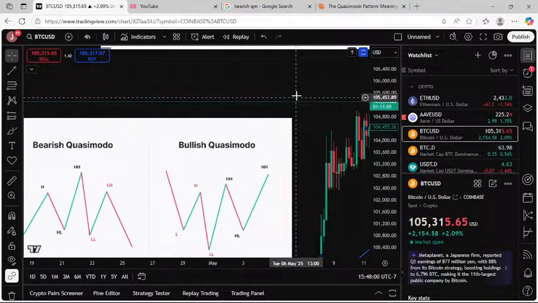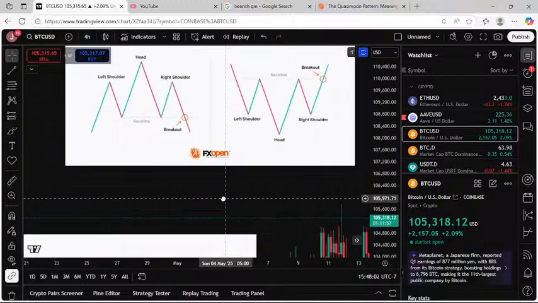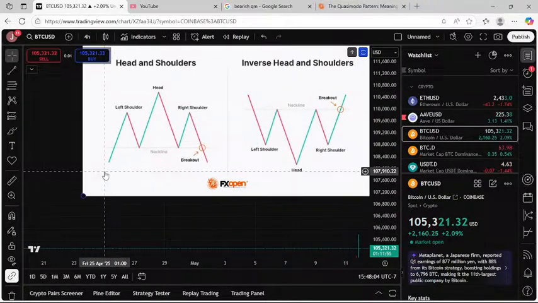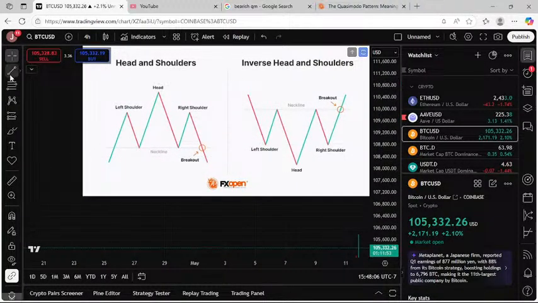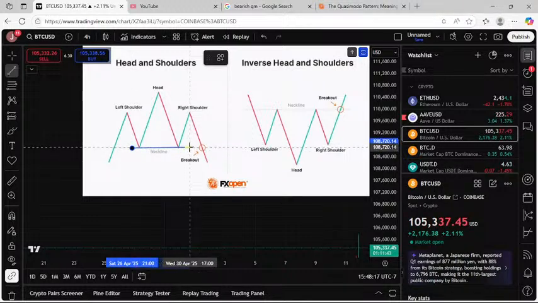There we go. That's there. So your head and shoulders pattern. What makes it a true head and shoulders is this right here. This little guy. So you've got your left shoulder, right shoulder, and your head. Then you have your neckline. The neckline is what will validate your head and shoulders pattern.